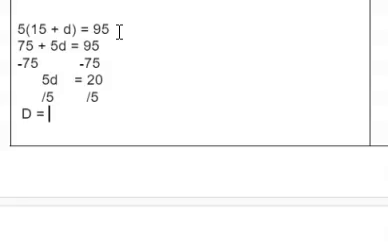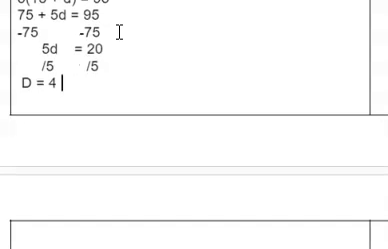The dessert is $4 either way. It's a matter of preference on which way you do it. Both ways are great options.